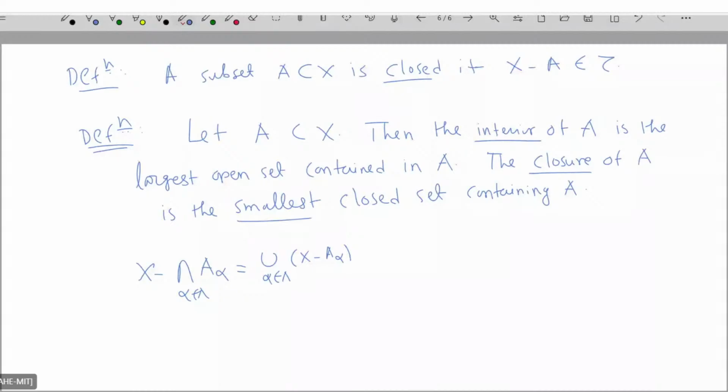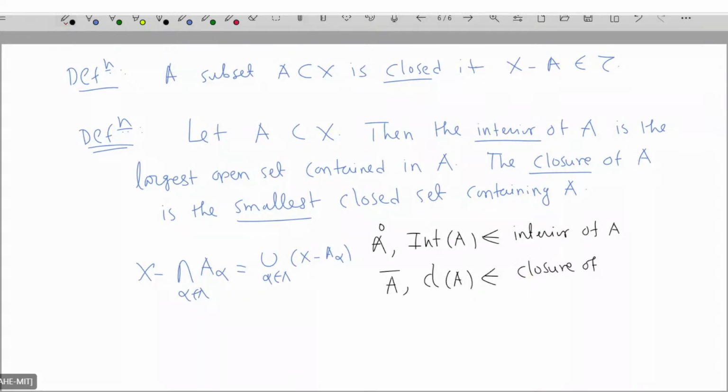Okay, we'll use this notation. For the interior of A, we'll use this notation, or sometimes we'll just write int of A. And we use A bar or just write cl of A to denote the closure of A. So these are the notations we will use to denote the interior of A and the closure of A. Okay, I am not spending time on giving elementary examples. In real analysis, you are already familiar with examples of closed sets and interiors, so you can use those examples over here as well.